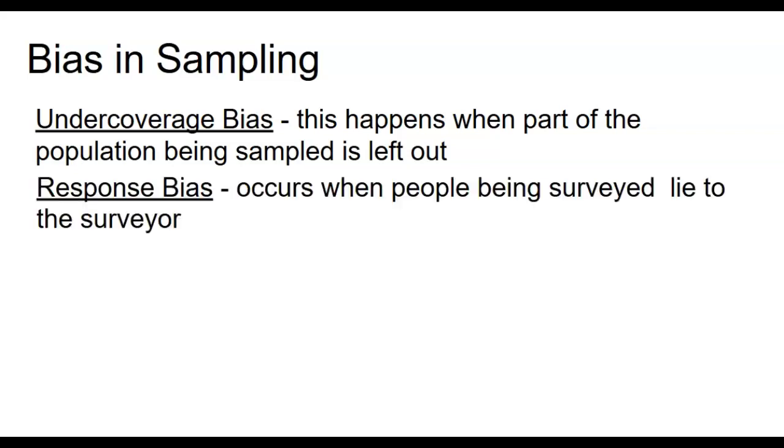Response bias. Response bias occurs when people being surveyed lie to the surveyor. This could be because they were intimidated by the surveyor or may fear consequences for their answers. What if a teacher surveyed her students by asking them in person about whether they cheated on their last test? This can often be avoided by making a survey anonymous.